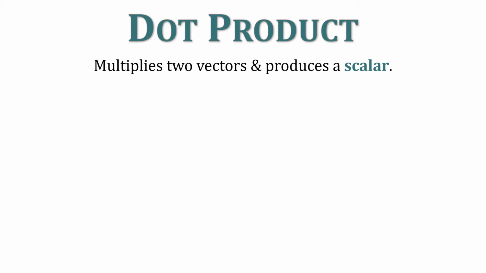And whenever you find the dot product, when you multiply these two vectors, you are going to end up with a scalar answer, meaning your answer will no longer be a vector. Your answer will be a single number. So make sure anytime you find the dot product that your final answer is just a simple number.